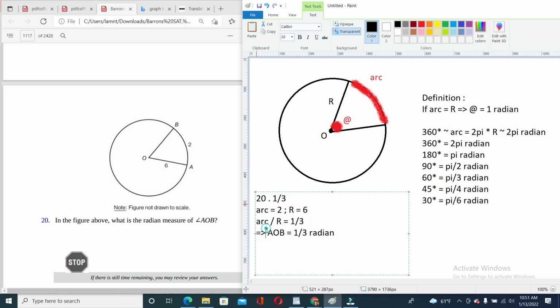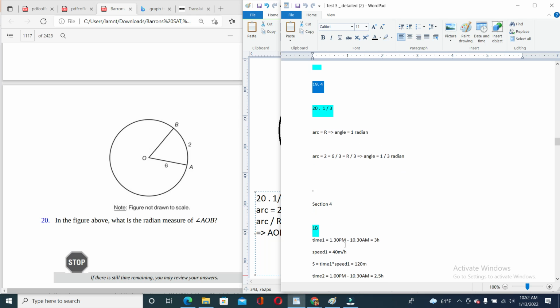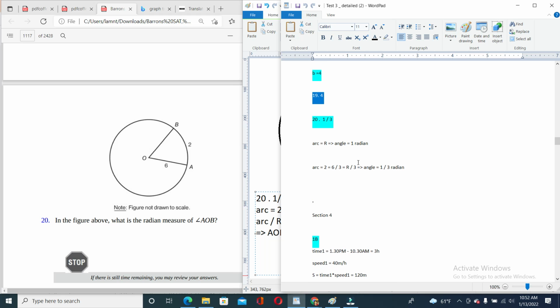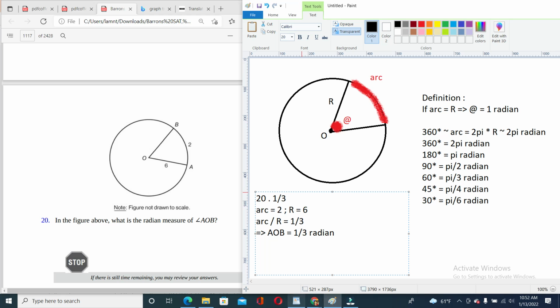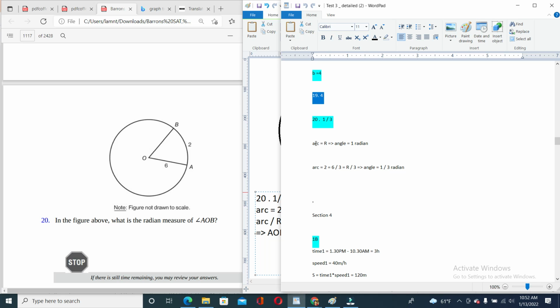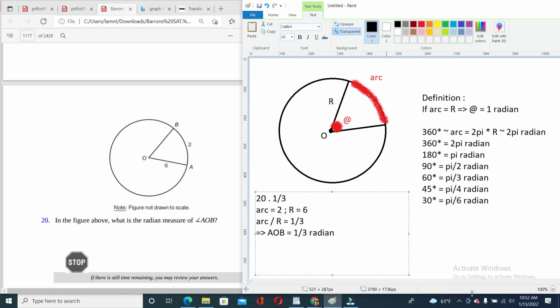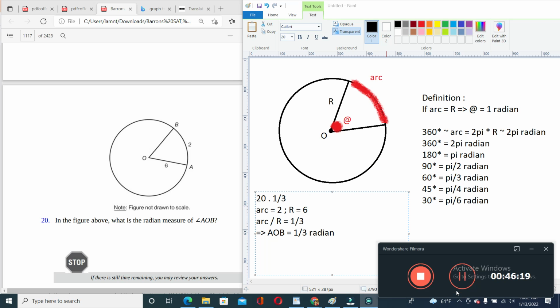So yes, the answer is 1/3. When the arc equals r, the angle is 1 radian. When the arc is r over 3, the angle is 1/3 radian. So that's the end of section 3. Thank you very much for listening.